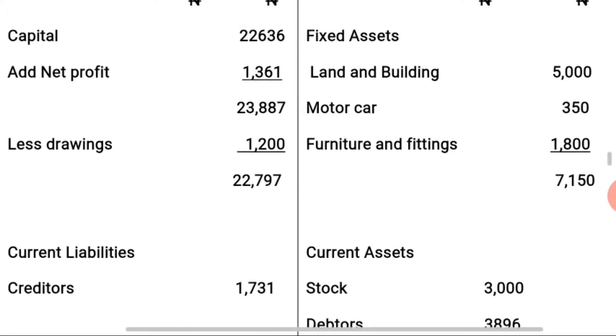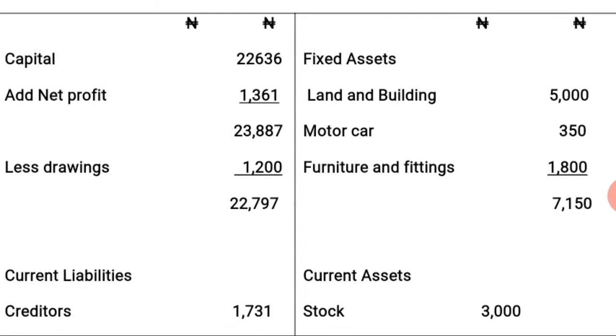Then from there, let's move to the right hand side where we have the assets. The asset side, we have the fixed asset of land and building, which was valued at 5,000 naira, motor car 350 naira, and furniture and fittings, which was valued at 1,800 naira. So the total fixed asset was valued at 7,150 naira.